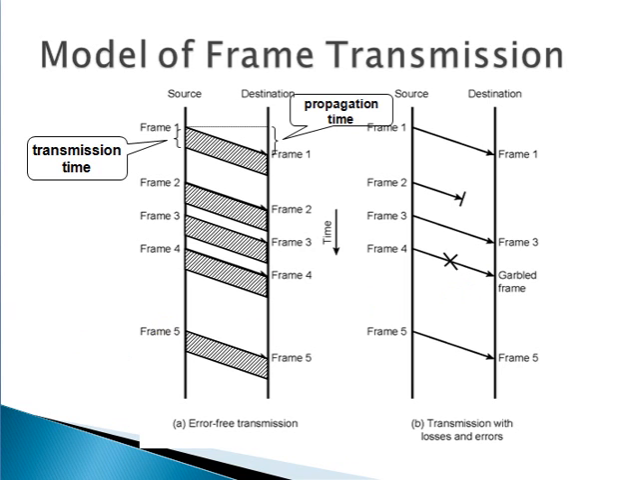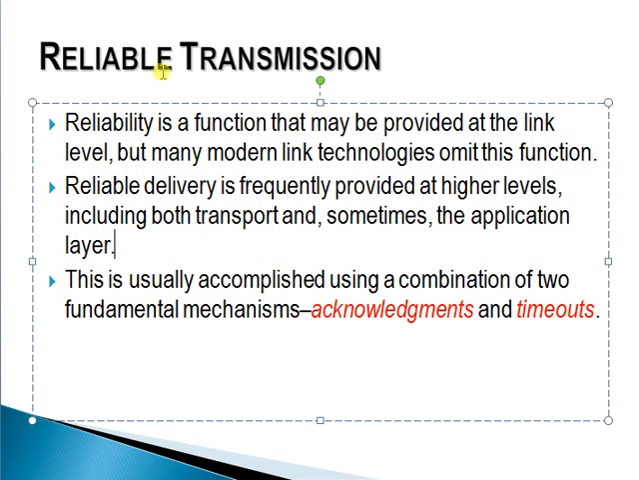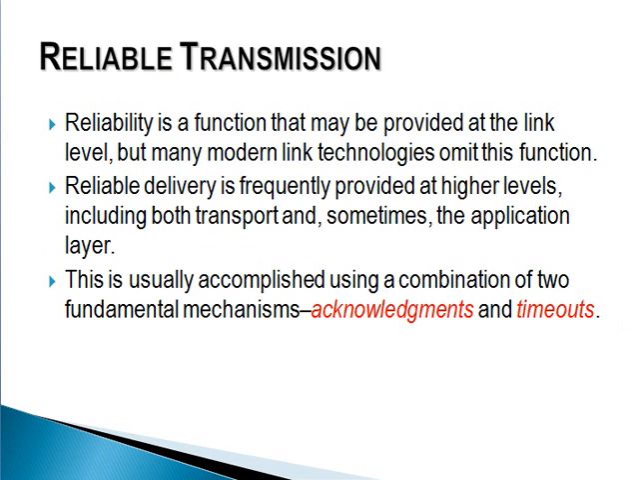Okay, so let's see why we actually needed the stop and wait protocol and sliding window protocol. In a reliable transmission, reliability is a function that may be provided at the link level, that is the physical link level, but many modern link technologies omit this function. Reliable delivery is frequently provided at higher levels, including both transport and sometimes the application layer. This is usually accomplished using a combination of two fundamental mechanisms. They are acknowledgement and timeouts.